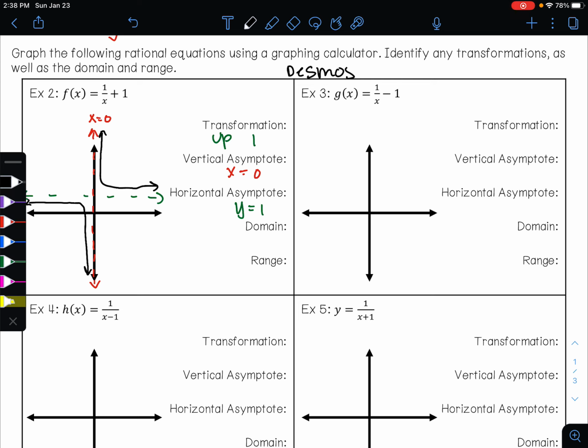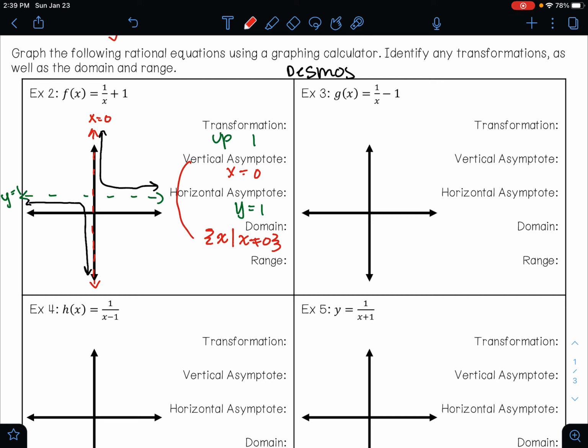Your domain are your x values from left to right. In these cases, your domain is always going to be related to your vertical asymptote. So my domain is going to be all values of x such that x cannot equal 0. So my domain cannot include my vertical asymptote because we never cross or touch this asymptote. And so I can have all the real numbers except for this line, which is 0.